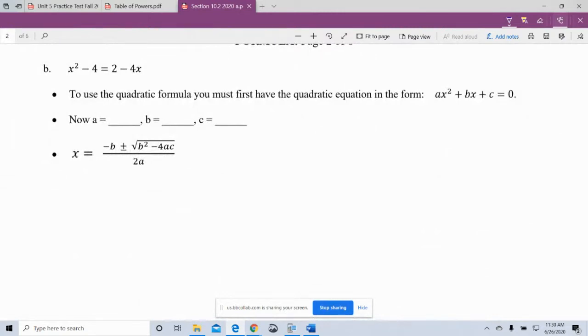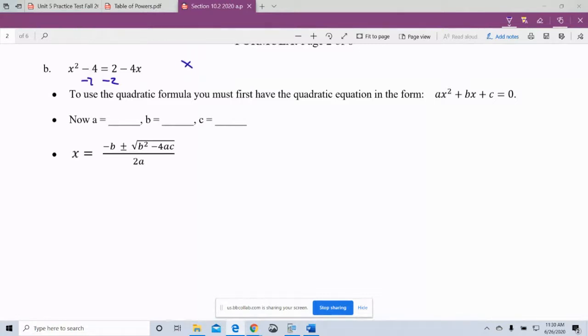And here's our next. Once again, you can see that this quadratic equation is not in the right format. Remember, we have to have it in the format of ax squared plus bx plus c with a 0 on the other side of the equal sign. I like keeping my x squared term positive, so I'm going to move these terms to the left-hand side. I can do that by, first of all, subtracting the 2 from both sides.